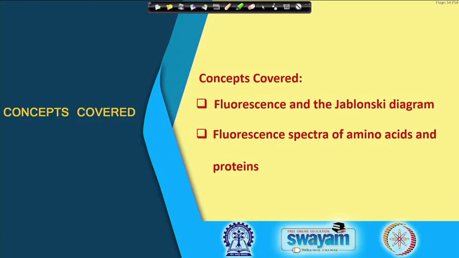In our discussion on fluorescence, we will understand what we mean by fluorescence spectroscopy, what is meant by the Jablonski diagram, and the fluorescence spectra of specific amino acids and proteins, and what we are actually looking for, what is the information we can obtain if we take a fluorescence spectra.